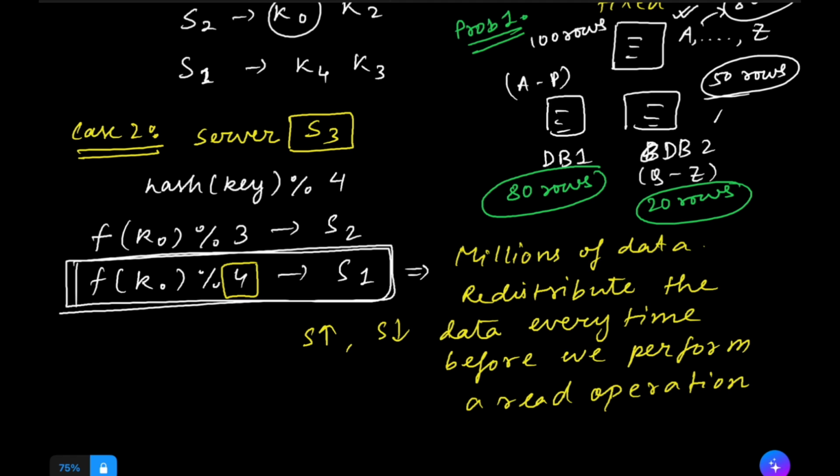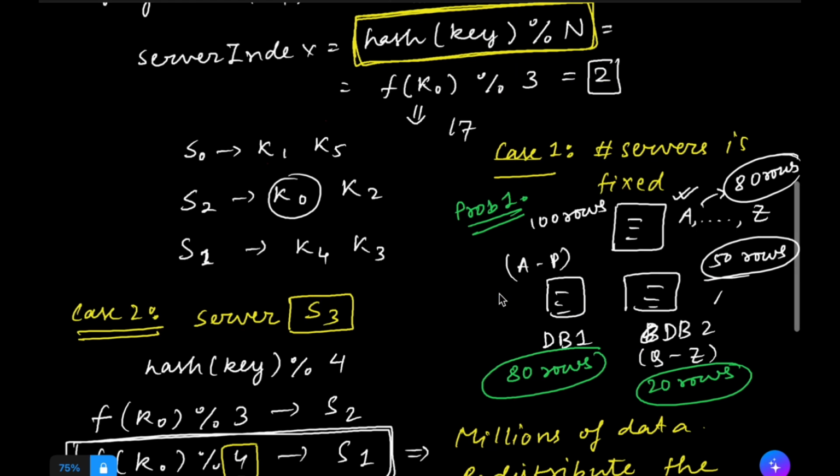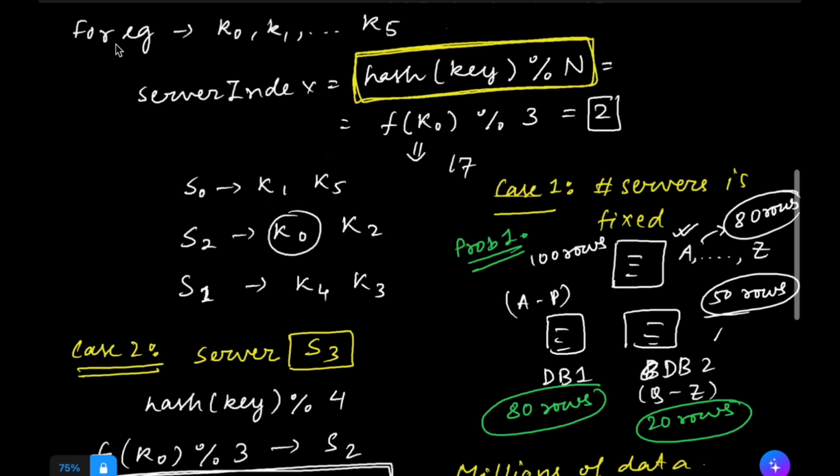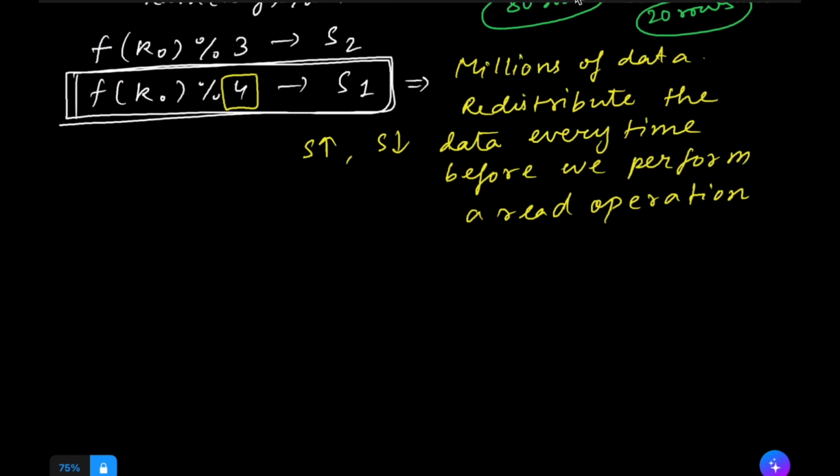Okay, so these are some of the problems which we face with a normal hashing function, if we perform a simple hash to find the server index for a particular key. So these are the two problems which we face. In order to overcome these problems, the workaround which we have is basically consistent hashing.